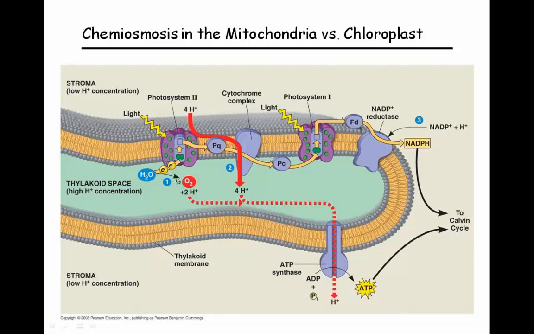In the light reactions, we want to make sure we understand where everything is taking place, what the difference is between Photosystem I and Photosystem II, and then the difference between the two types of electron flow.